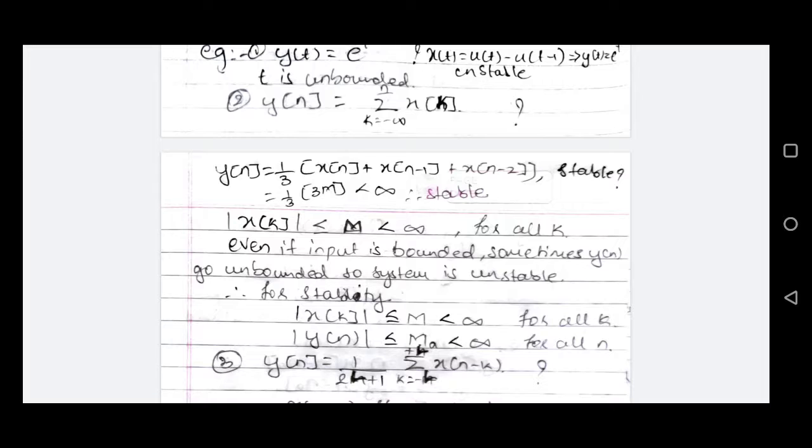So for stability, these following two conditions are very important. Mod x of k should be less than or equal to m, which should be less than infinity. Then only an input signal is said to be bounded for all values of k. For this input signal, the output, whatever we get, should also be bounded, which is defined as mod y of n should be less than or equal to some value m y. It should be of finite value, which should be less than infinity for all values of n. Then only a system is said to be bounded input, bounded output stable.